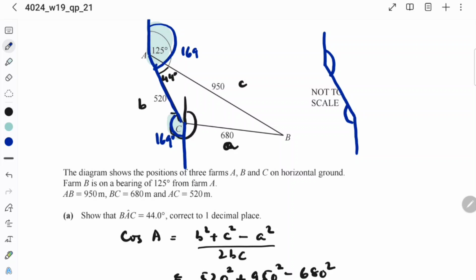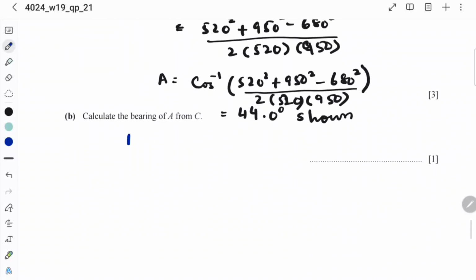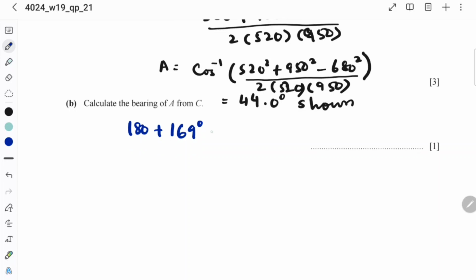So the angle which we want is the whole 180 plus 169. Just add it together to find out the bearing. So 180 plus 169 degrees is the bearing, which is equal to 349. So 349 is the answer for this one.